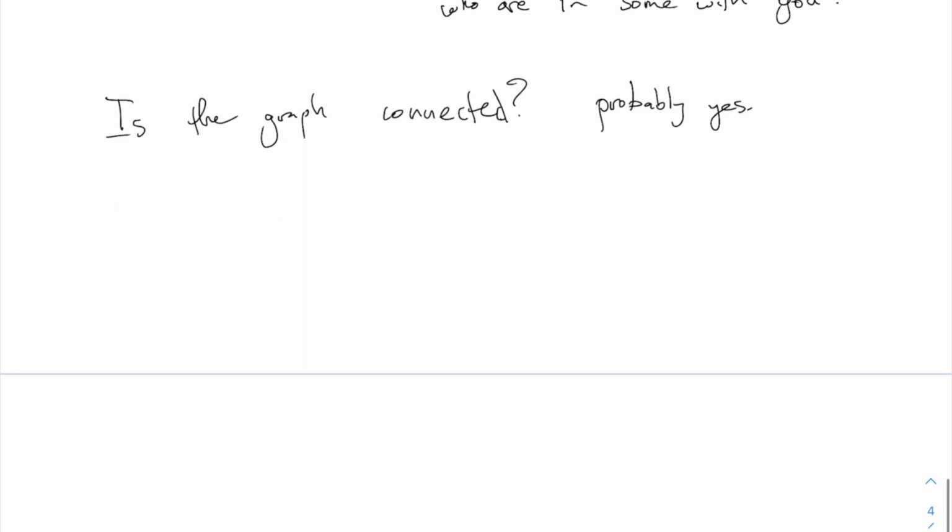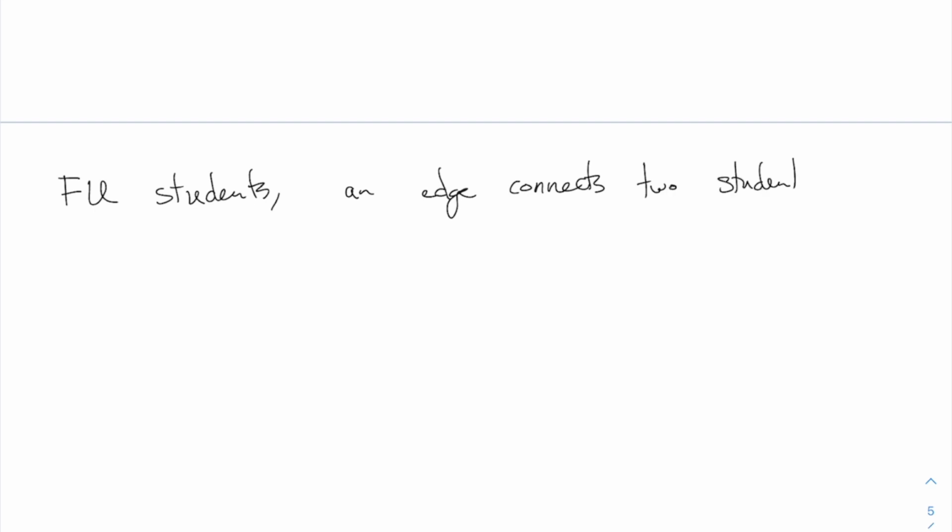Okay, I got one last example of this type. How about one more about Fairfield University students? Again, the vertices are Fairfield University students, and an edge connects two students if they are from the same state, United State.